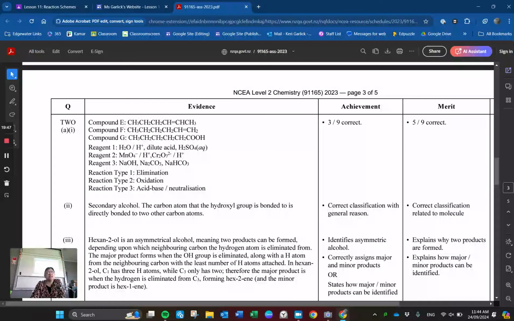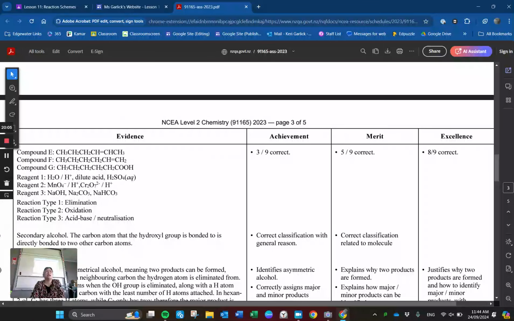So question 2, you see how they've given a list? They say compound E, compound F, compound G, reagent 1, reagent 2, reagent 3, type of reaction number 1, type of reaction number 2, type of reaction number 3. So I only gave you the first part of A. I didn't give you any of this justification stuff because it was more or less the same as you guys have seen.